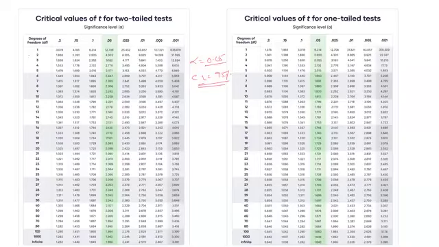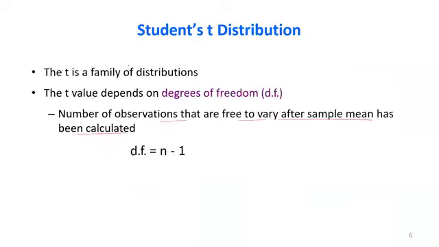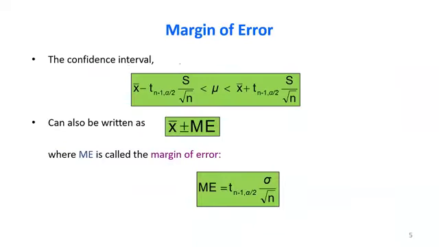And from here, row wise, we pick the degrees of freedom, and then we can find the t-score. This column is for one tail and this is for two tail. I'll tell you later what one tail and two tail are when we discuss hypothesis testing. Okay, so what are the steps you have to follow?